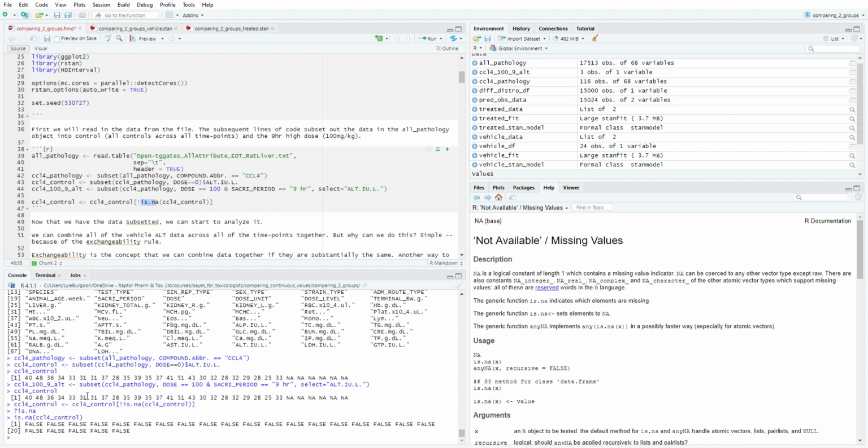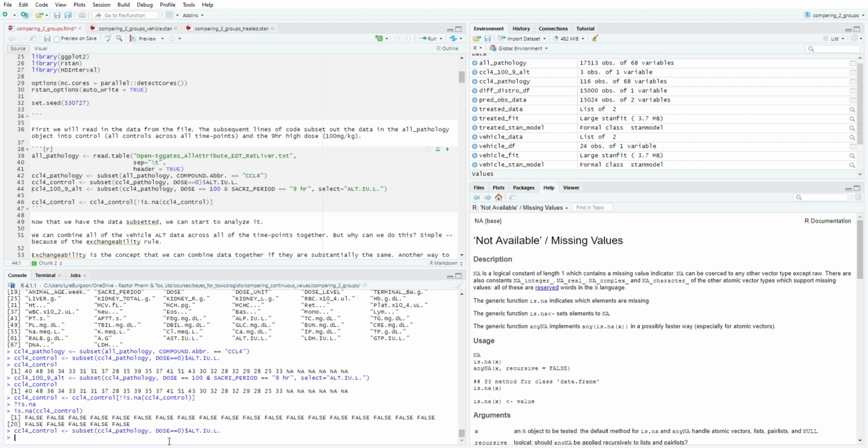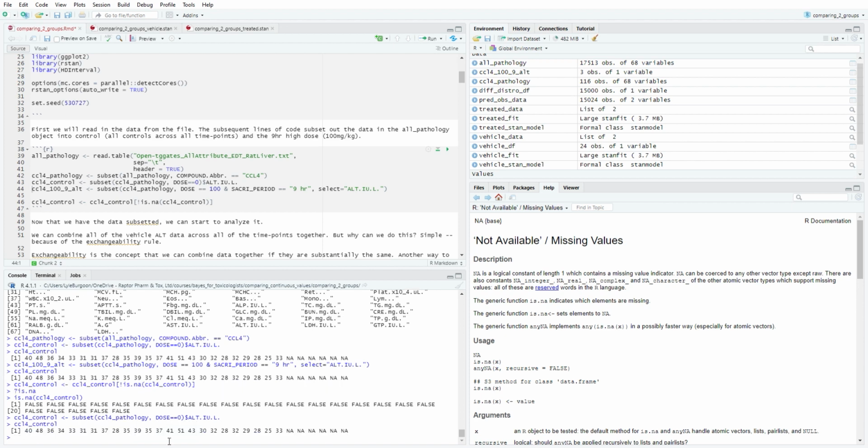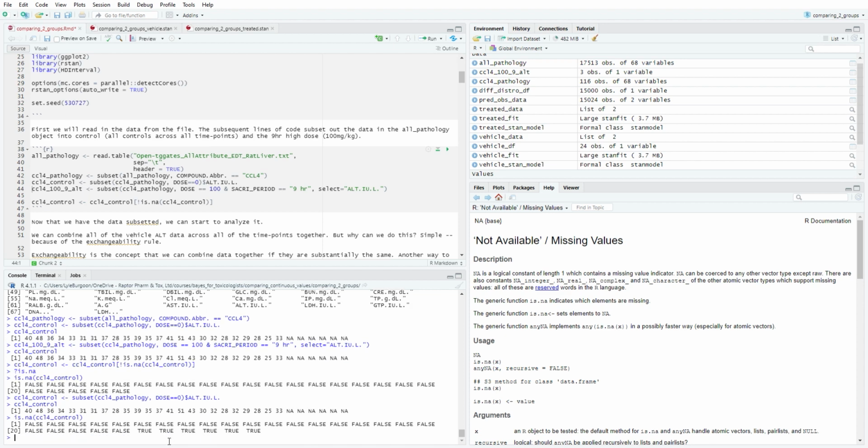Well, I think I've already run it. Yeah, I did run it there. Let me get CCl4 again with all the NAs in it. Okay, so I got my NAs back, right? So now you see false, false, false, true, true, true, true, true, true, true.